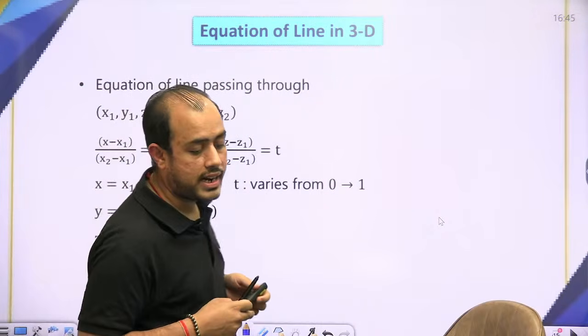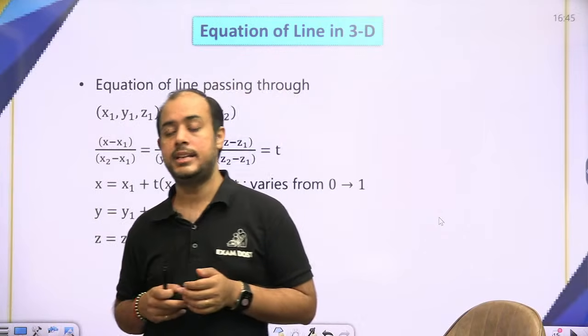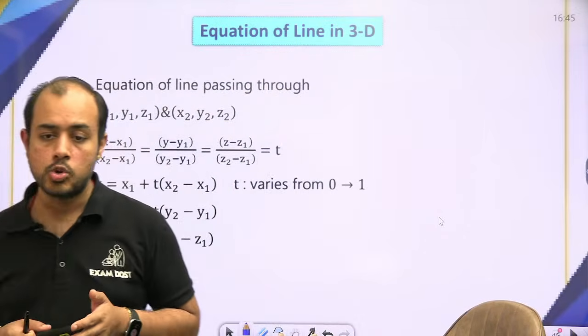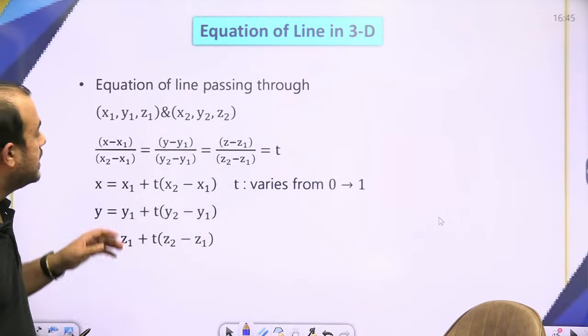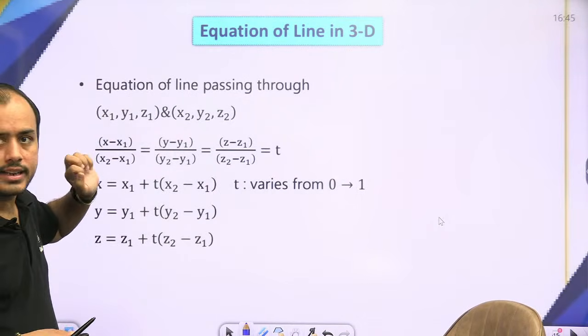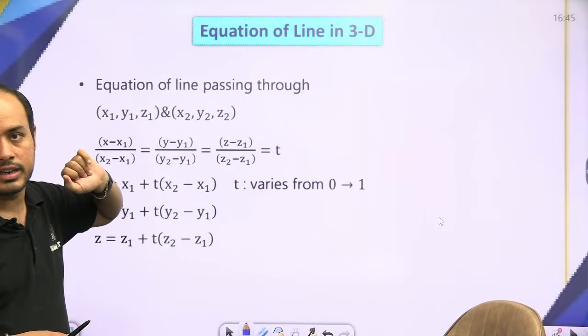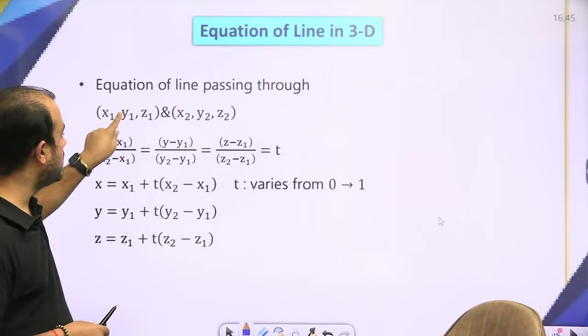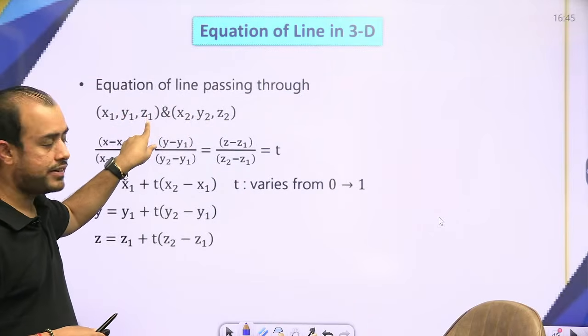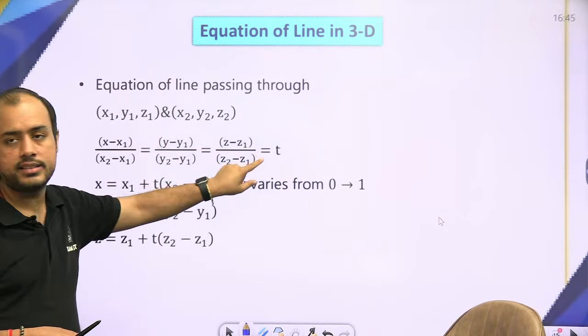So now how to write the equation of a line in 3D? If the line passes through 2 points, x1, y1, z1 and x2, y2, z2, you write x minus first coordinate upon difference of x coordinate, x2 minus x1. Y minus first coordinate upon y2 minus y1. Z minus z1 upon z2 minus z1 is t.